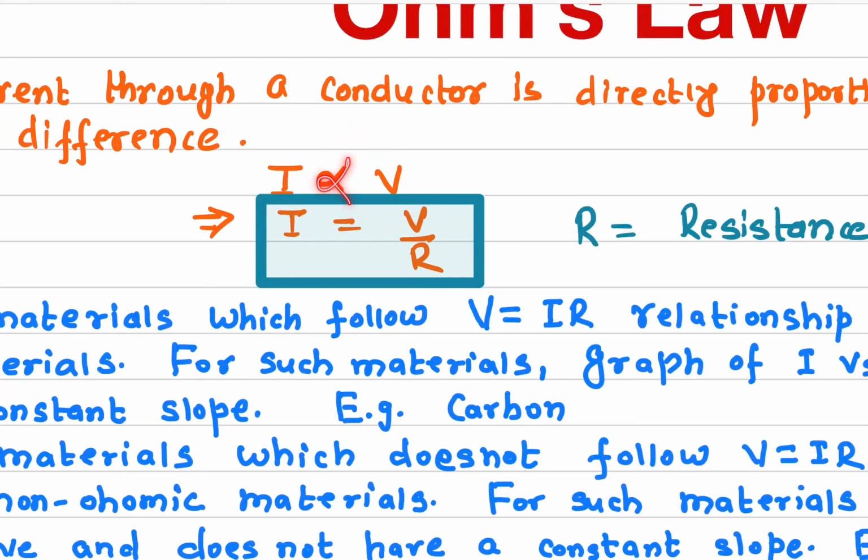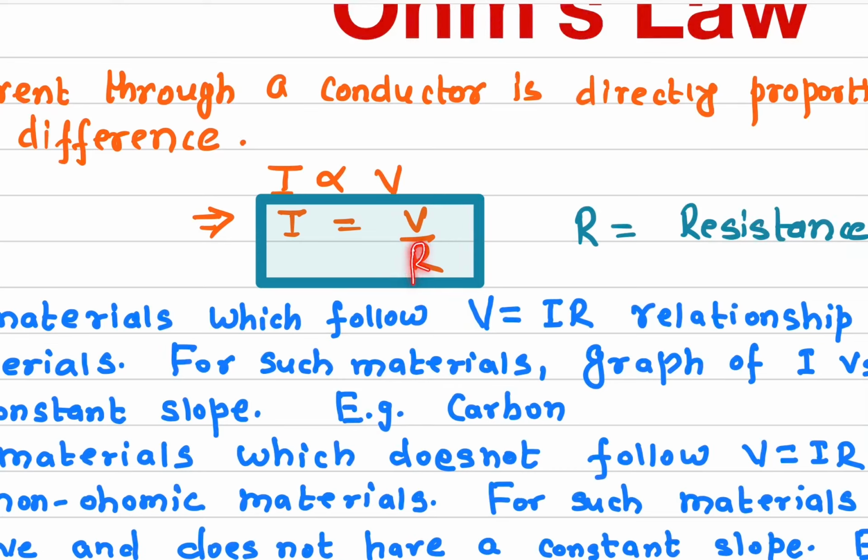Okay, and this is a symbol for proportionality. So if we remove this proportionality, then it will be V over R. So this is now an equation. This one just tells you a relationship, that if we increase the potential, then the current will increase. Now this is an equation.